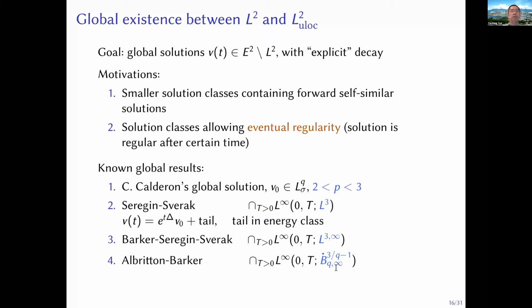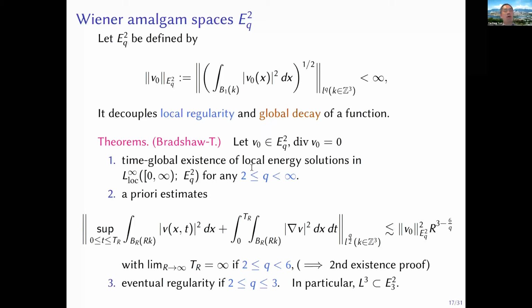And so I want to talk about the Wiener amalgam spaces, E2Q. The norm is defined by this. So we compute the L2 norm over a unit ball at site K, where K is the lattice point. And then we compute the little lQ norm over all lattice points K. This is the definition of the E2Q norm. The motivation of this is to decouple the local regularity and the global decay of a function. We can talk about EPQ, but for us, locally we use L2 because that's enough for our local energy inequality. And for E2Q, Q should be bigger than two, but less than infinity. So we have some decay, but not as weak as L2.